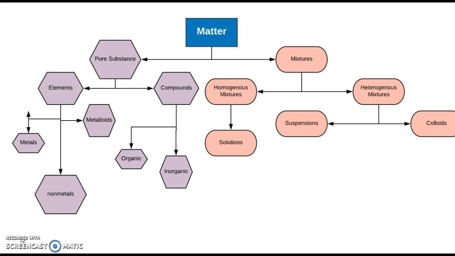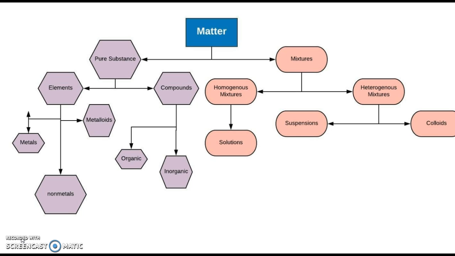Elements are the true pure substances. Elements are the most fundamental pure substance from which all matter is made up. So again, an element is a substance that cannot be separated into simpler substances by chemical means. And you'll see that there are metals, metalloids, and nonmetals for the elements.